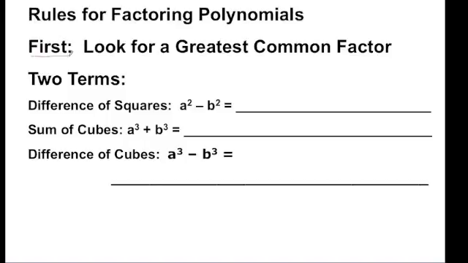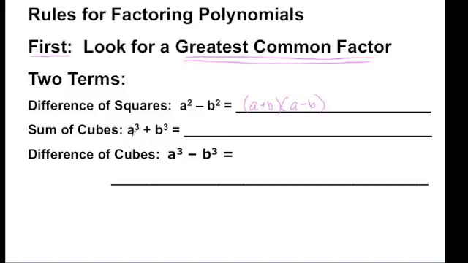The first thing you always look for in factoring is a greatest common factor. Always do that first. If your polynomial has two terms, look, is it a difference of squares? A squared minus b squared factors into a plus b times a minus b.